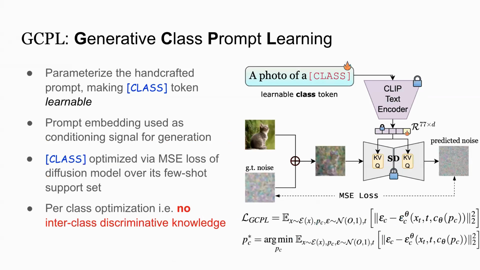Coming to the methodology, which is termed GCPL or Generative Class Prompt Learning, we first parameterize the class token of a handcrafted prompt, making it learnable, and optimize it by the reconstruction loss of a frozen diffusion model, which is Stable Diffusion in our case, for which this prompt acts as a conditioning signal. This is done over few-shot support sets of each class and hence is on a per-class basis. The class token is directly optimized by the feedback coming from the generation by the diffusion model.